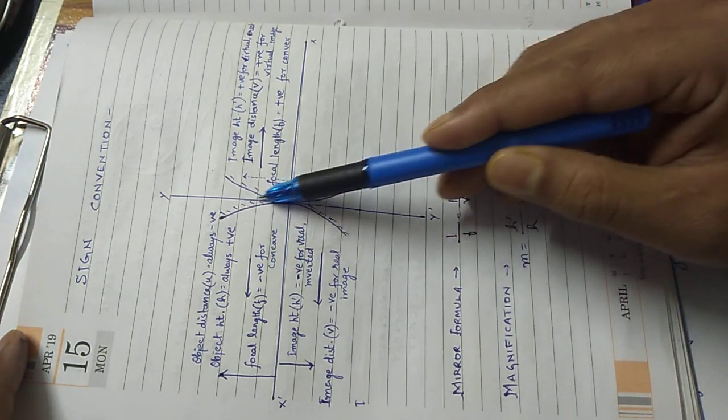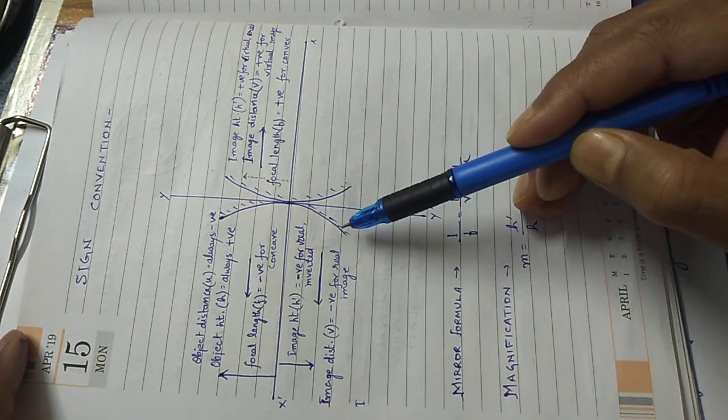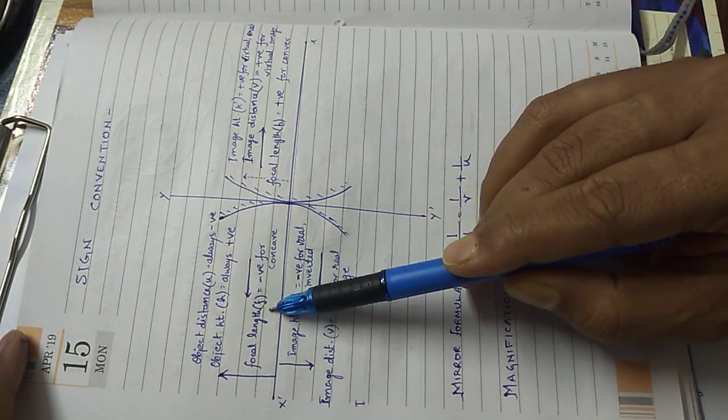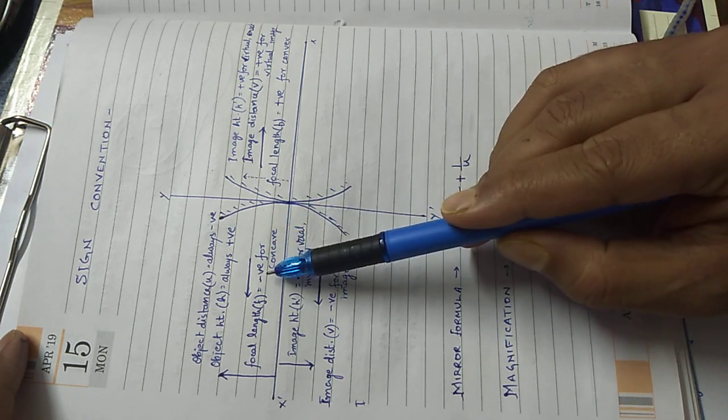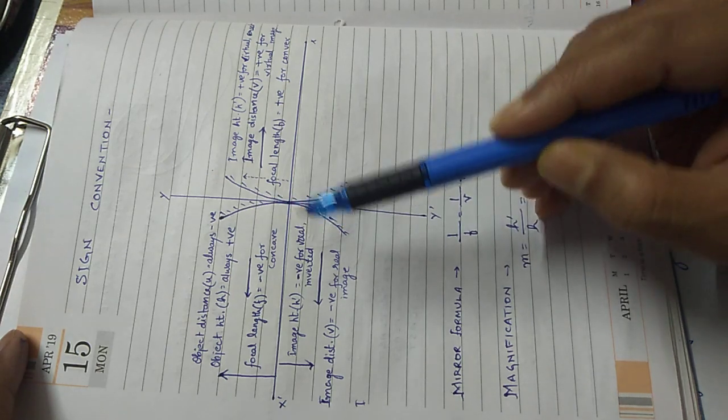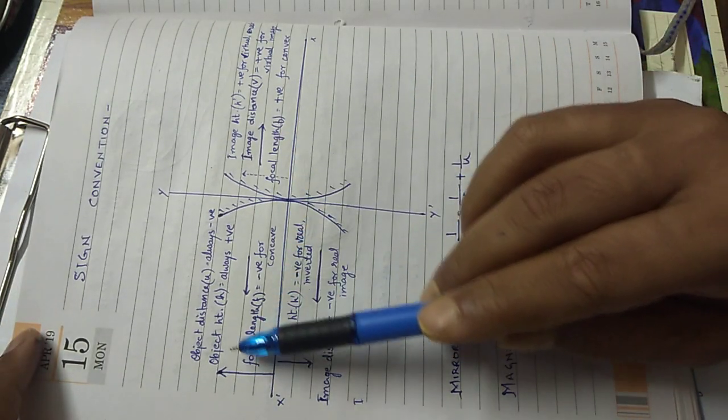Similarly, for a concave mirror, the focus lies on the left hand side, therefore the focal length for a concave mirror is negative. It is the same for your concave lens, you will be getting a negative value.